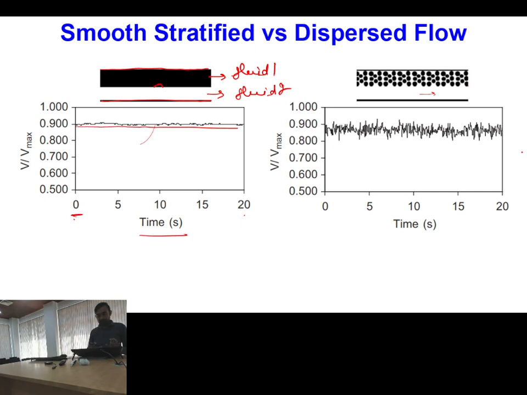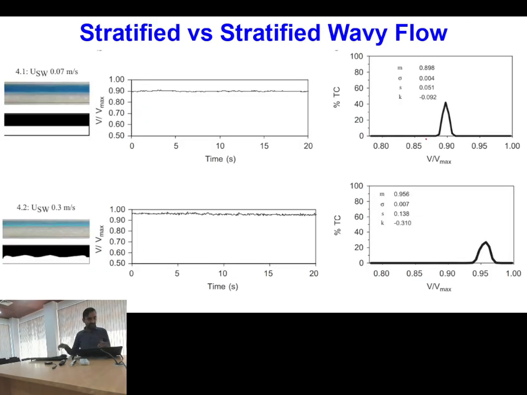Just by looking at the raw signal you can say that this is for stratified flow and this is for dispersed flow. But if you further do some statistical analysis of this signal, then you can find more important quantifiable features, based on which you can tell what the associated statistical feature of the signal is for each type of flow. That is what is shown over here.